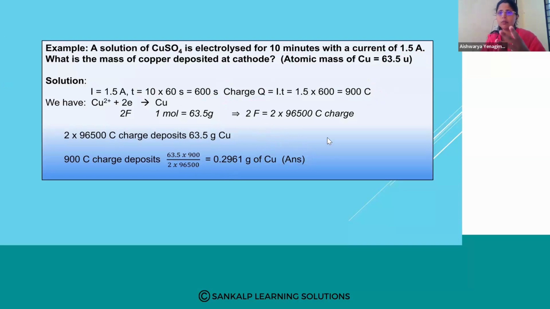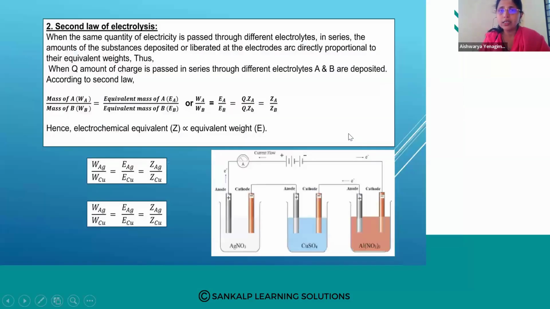So like this, we'll be solving many examples further. Fine. What does the second law of electrolysis say? Second law, last session itself we have seen. When the same quantity of electricity is passed through different electrolytes, we have taken different electrodes in those particular electrolytes and taken different containers. In yesterday's class, we had seen I had taken only 2 containers. Here we have 3 containers.